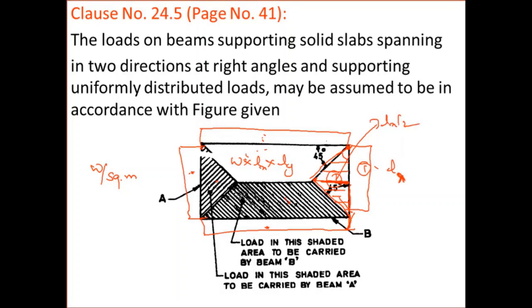Now what will be the triangle area? Half into Lx into Lx by 2, that is equal to Lx square by 4. So the total load coming on this beam is WLx square by 4, and that comes as a UDL. Similarly, the total load on this beam is also equal to WLx square by 4. Once you know the loads on these two beams and you know the total load, then you can determine the load on the other two beams also.